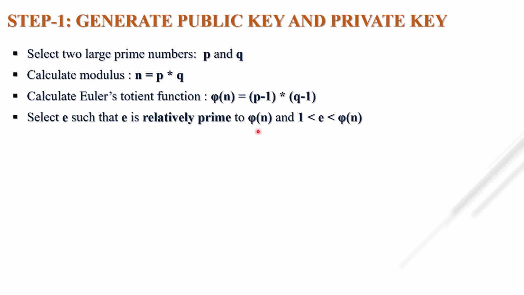Now this is important: how to check that a particular value is relatively prime to another value. Suppose the value of p is 3 and the value of q is 7, then what is our n? 7 3s are 21. Then what is the totient function of n? So 3 minus 1, that is 2, into 6. 6 2s are 12. 12 is the value of the totient function of n.